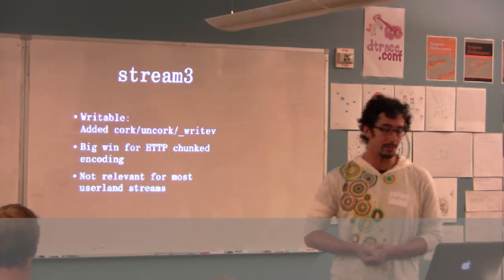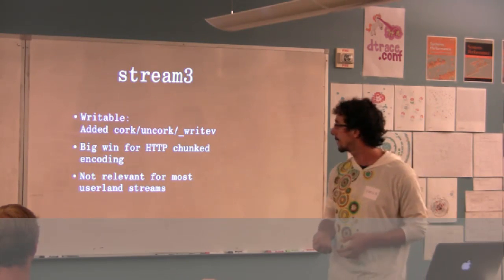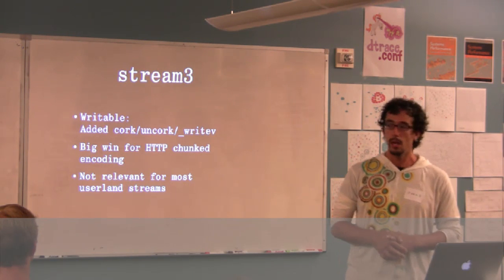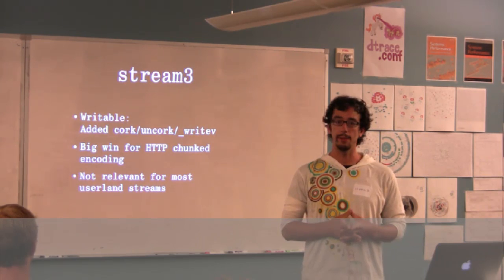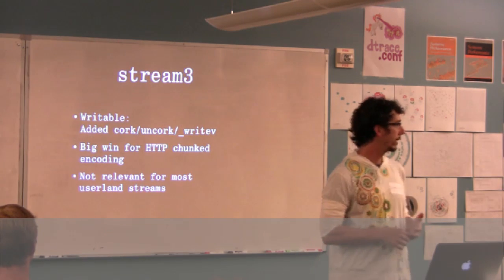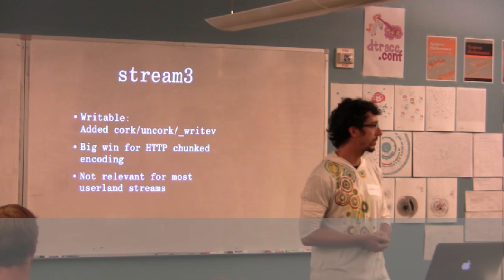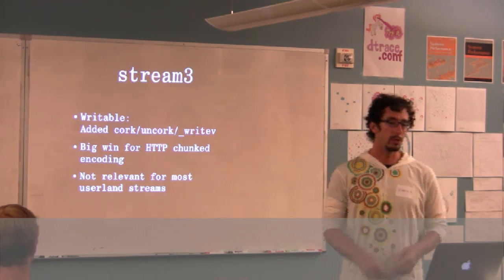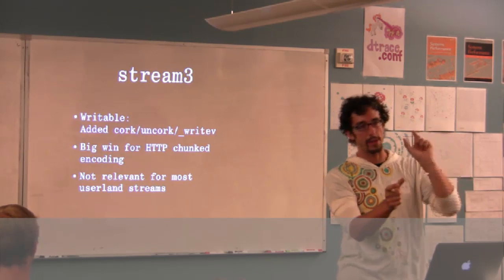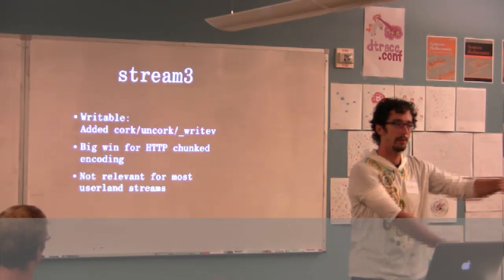Another minor thing that got added, a pretty big deal, was that we added a cork and uncork method to the writable API. With that, if your stream implements WriteV, which is an interface to the writev syscall, if that makes sense for that particular type of stream, you can call cork, do write, and then uncork, and it'll take all those writes and send them as one syscall.